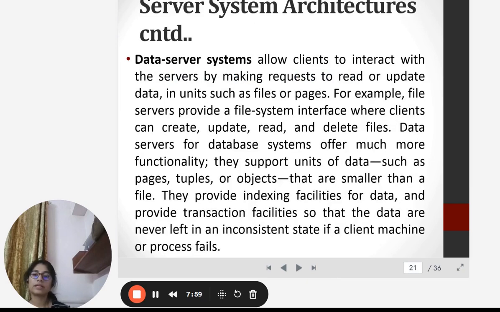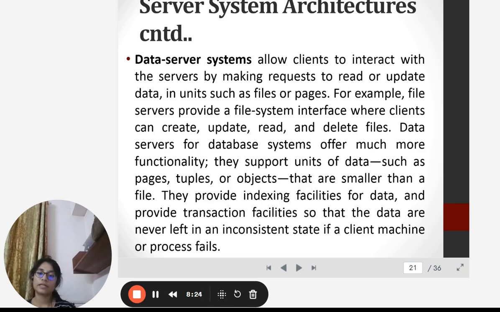Server system architecture, so it is a continuation. Data server systems allow clients to interact with the servers by making requests to read or update data in units such as files or pages. For example, file servers provide a file system interface where clients can create, update, read, and delete files.